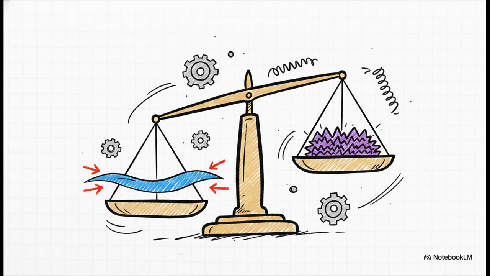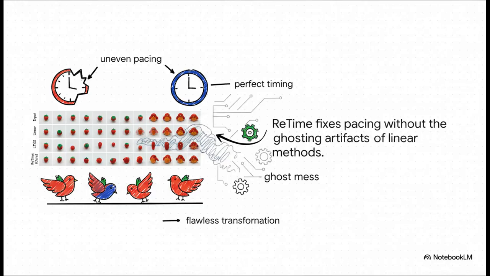It's an incredibly clever balancing act. And right here is where you really see the payoff. Look at the strawberry turning into a bird. If you rely on standard linear interpolation, like on the second row, you get this weird, ghostly, overlapping mess in the middle. But that bottom ReTime row, it allocates time perfectly for a flawless transformation.